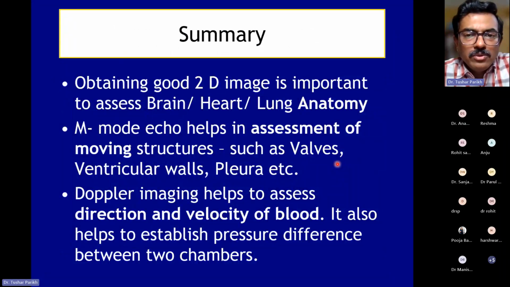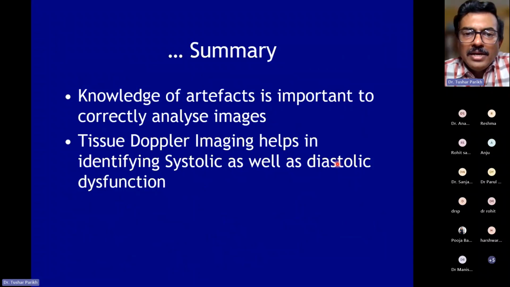So summarizing, basically 2D image is important for structural assessment of the brain, heart and lung. M-mode is important for assessment of moving structures and measurements such as valve, annulus, ventricular walls, pleura, etc. Doppler imaging is important to assess the direction and velocity of the blood. And artifacts we have to also remember. And tissue Doppler imaging helps in identifying systolic as well as diastolic function of the heart. So thank you.